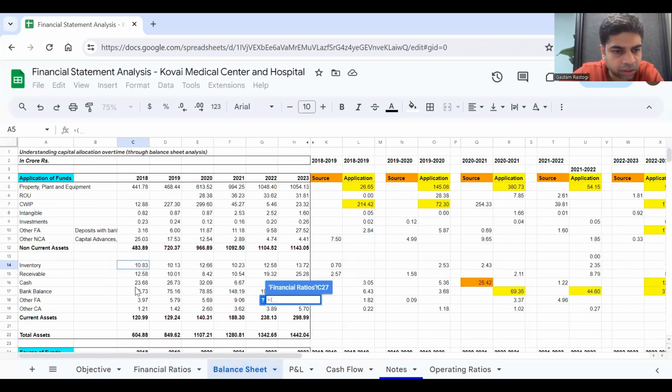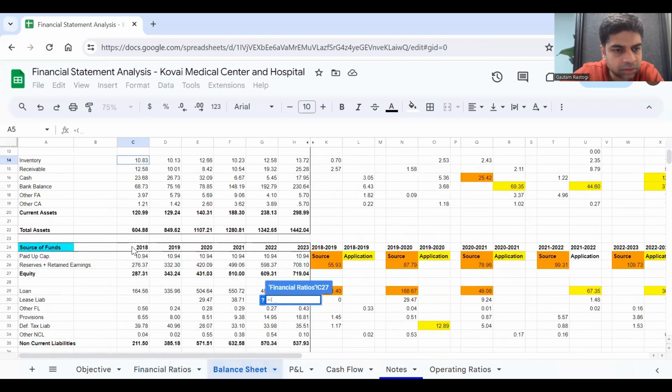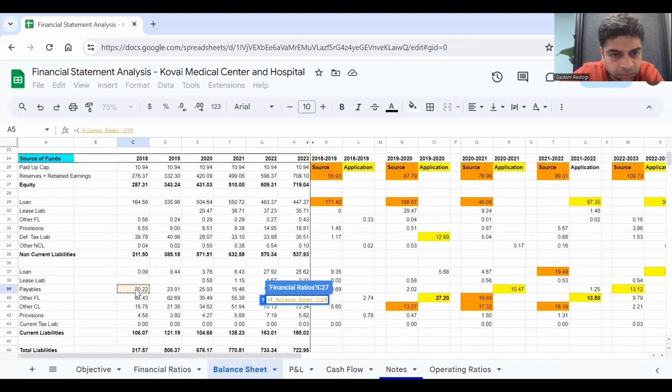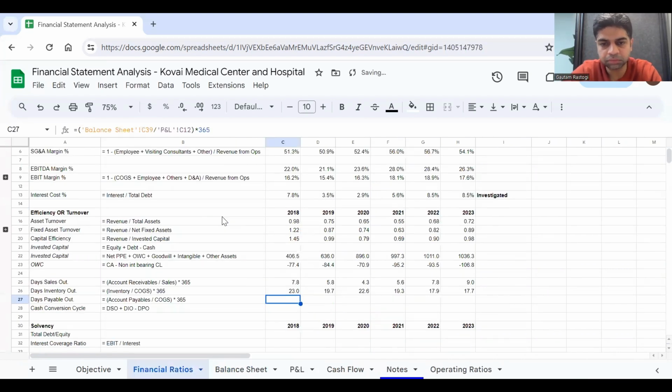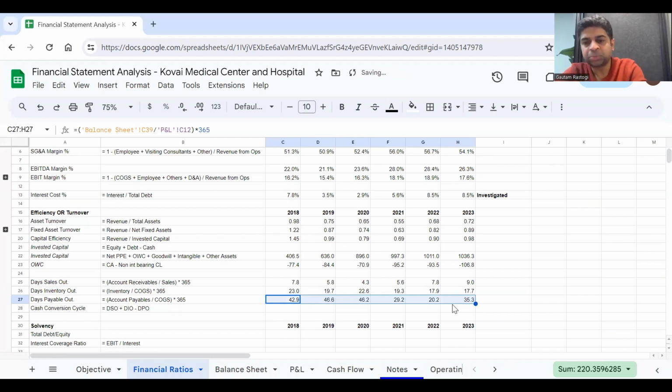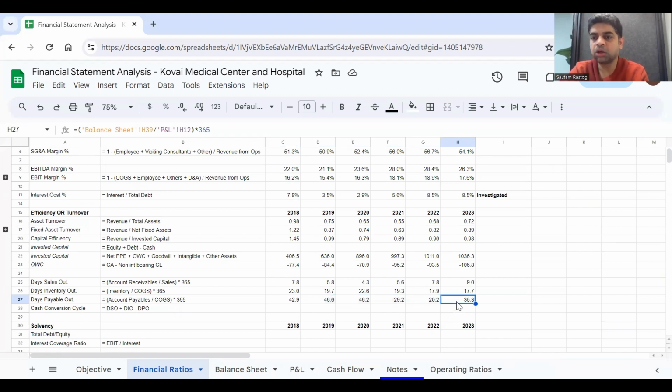It's days of. So where are the payables? Yeah. COGS into 365. So it's pretty high. It's higher than DSO and DIO, suggesting that right now they're taking like 35 days, okay, to pay back the suppliers. Okay? So they have good negotiating power over the suppliers.